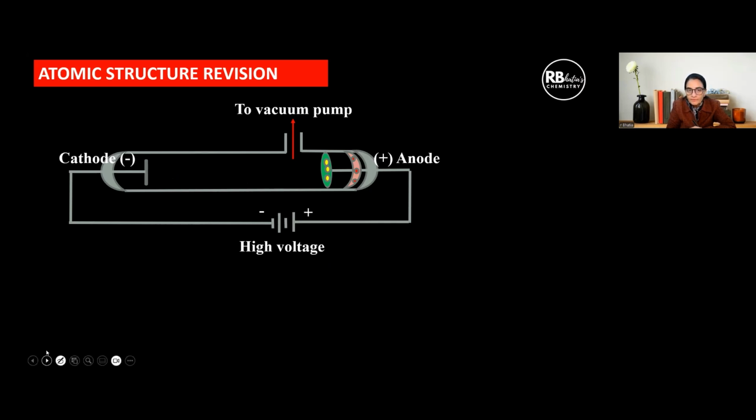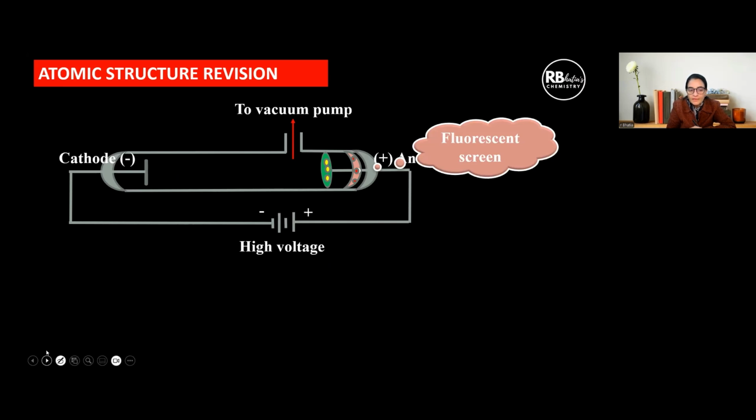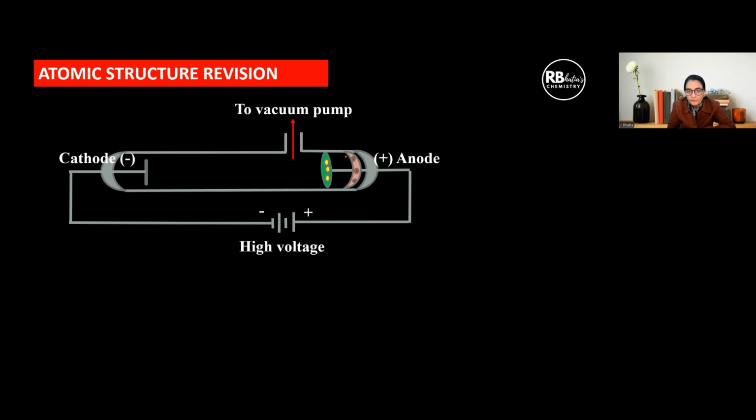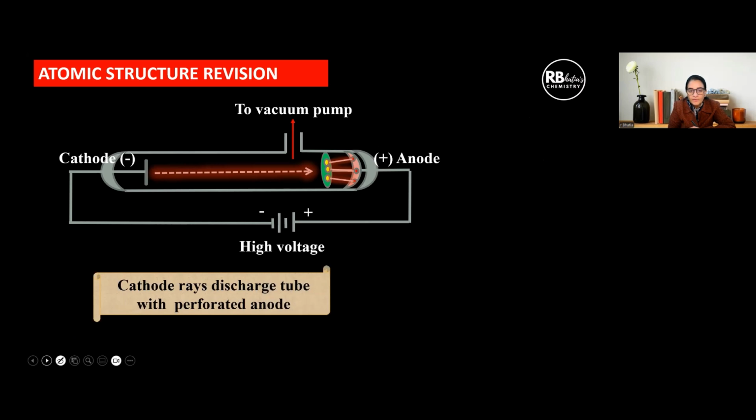Hence, a vacuum pump needs to be connected in order to create low pressure. The anode is coated with a fluorescent screen, which is a zinc sulfide screen, in order to observe the cathode rays. So as the cathode rays start from cathode, hit the anode, we observe them on a zinc sulfide screen. And hence the zinc sulfide screen is called a fluorescent material. We have a perforated anode in order to facilitate the cathode rays to pass through and be observed on the screen. So these are the experimental components.